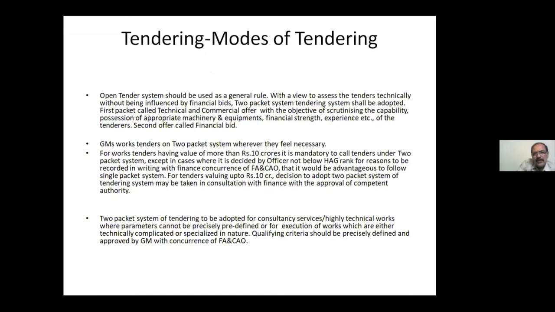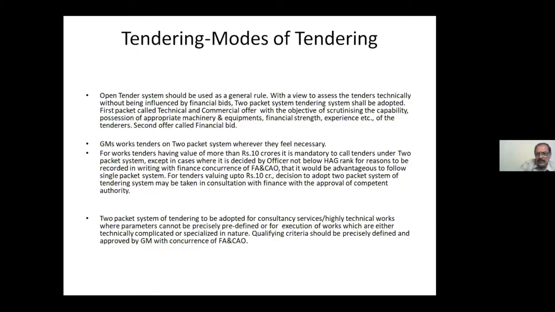The two packet system of tendering is resorted to when the tender value is more than 10 crores. In works standards I am talking about, when the tender value is more than 10 crores, 10 crores se jyada hai to two packet system mein bulate hai. If it is less than 10 crores, it will be in the single stage. So in this first stage, it is called technical packet.